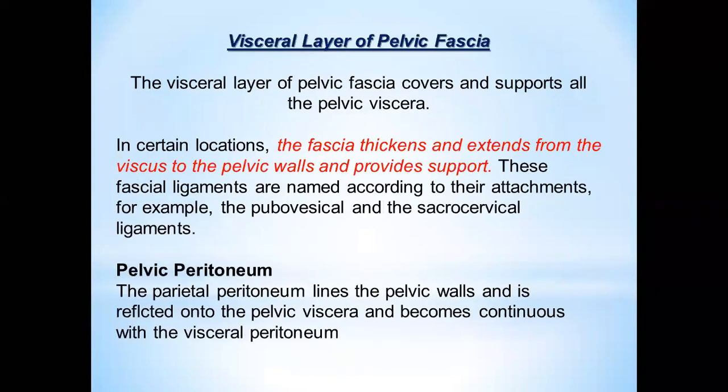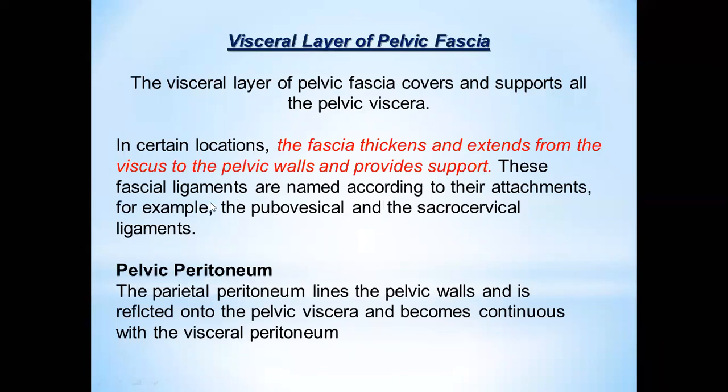Now we have the visceral layer of pelvic fascia. Visceral means the organ, so it's the layer which is covering the pelvic organs. It's not only covering, it's also providing support to the pelvic viscera. In certain locations, this fascia becomes thickened and extends from the viscus, that is from the organ, to the pelvic walls, and it provides support as well.